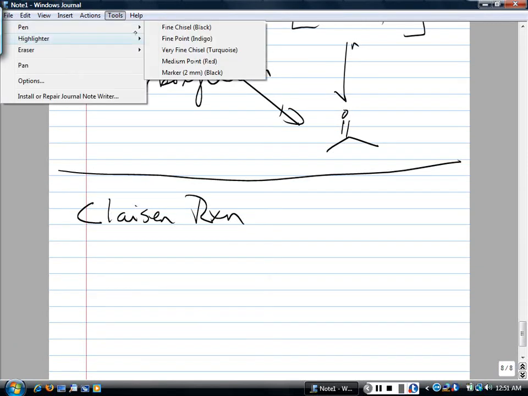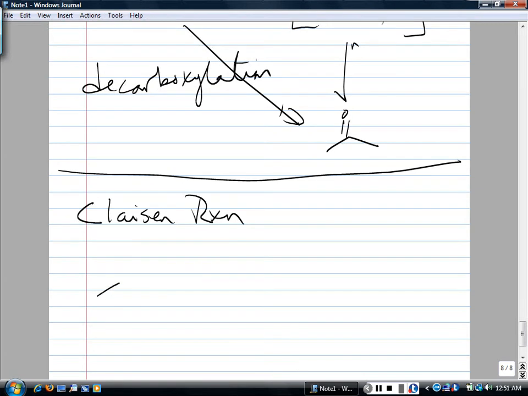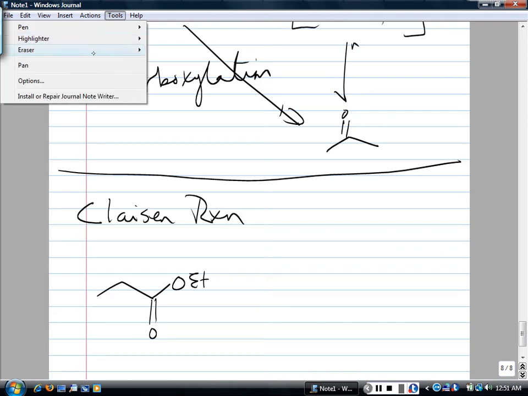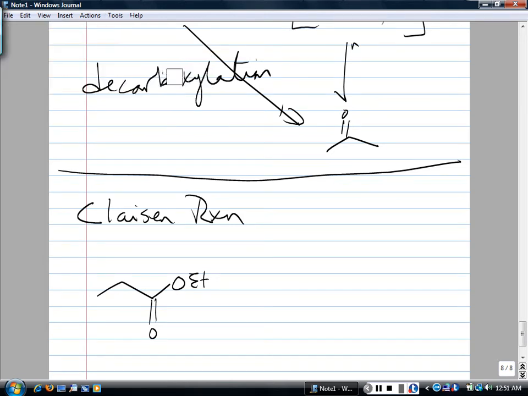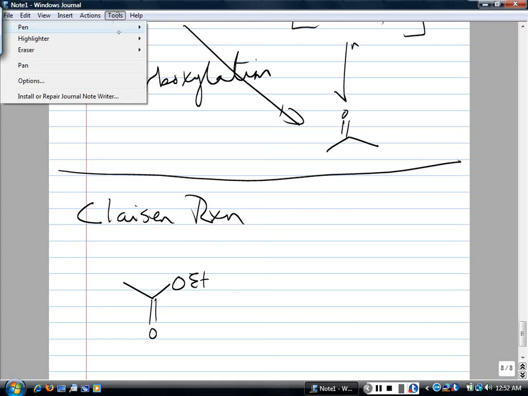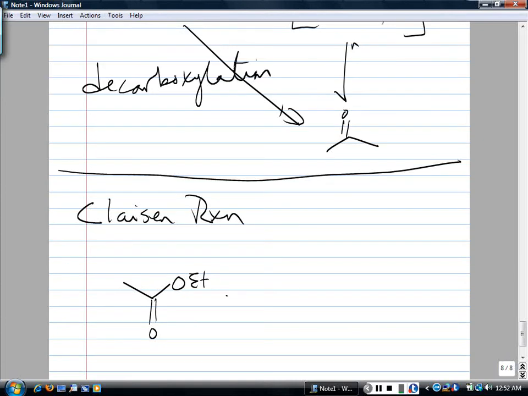let's pick, for example, OEt. So look at ethyl, let's pick ethyl acetate. So let's take ethyl acetate as our example. If I treat ethyl acetate with base, an interesting reaction which very much resembles the aldol reaction occurs.